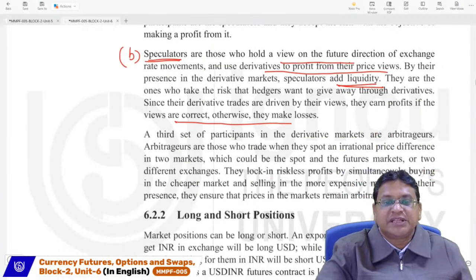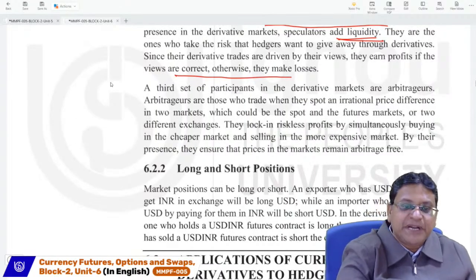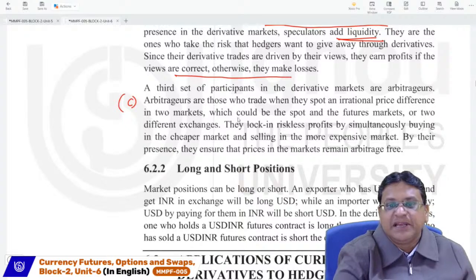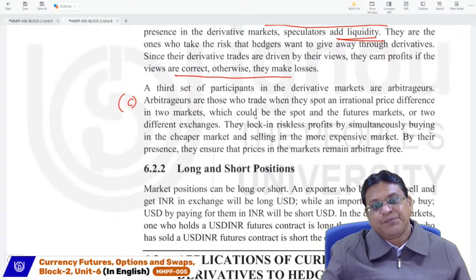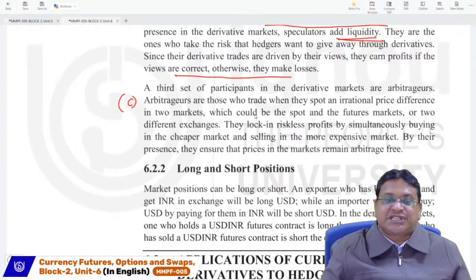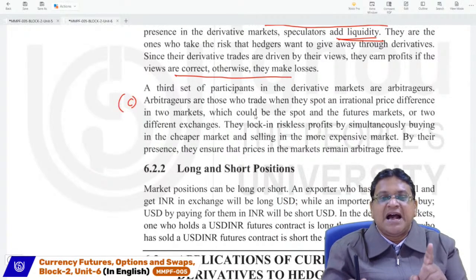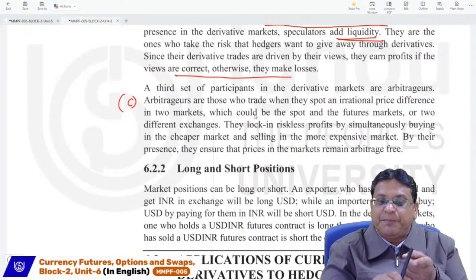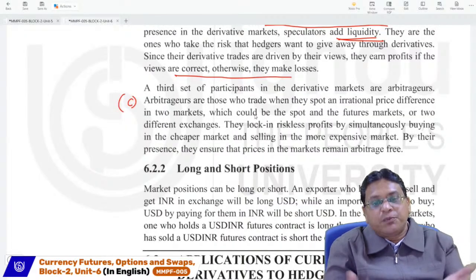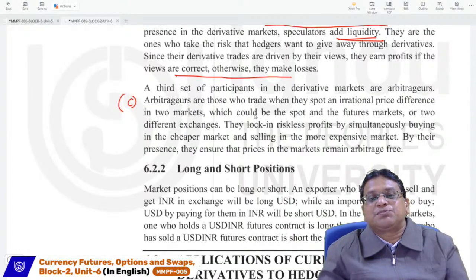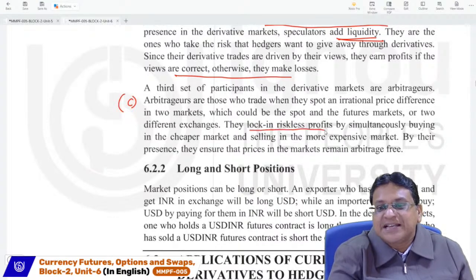The next party in a derivative contract is known as the arbitrator. We know what an arbitrator is. The arbitrator is the third party. They simultaneously buy and sell in two different markets. If an arbitrator sees that the same commodity in two markets is sold at two different prices, the arbitrator will enter the picture. He will buy in the low priced market and he will sell in the high priced market. As a result, he will make some riskless profit. So the main aim of the arbitrator is to lock in riskless profit.